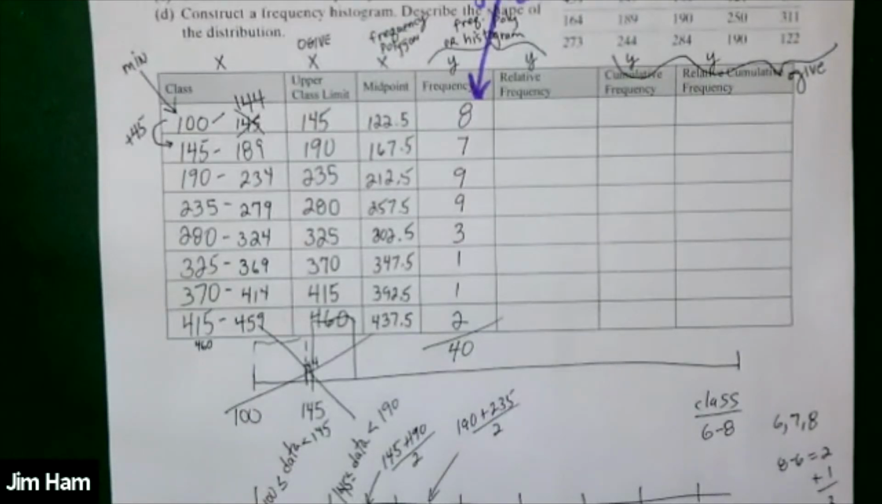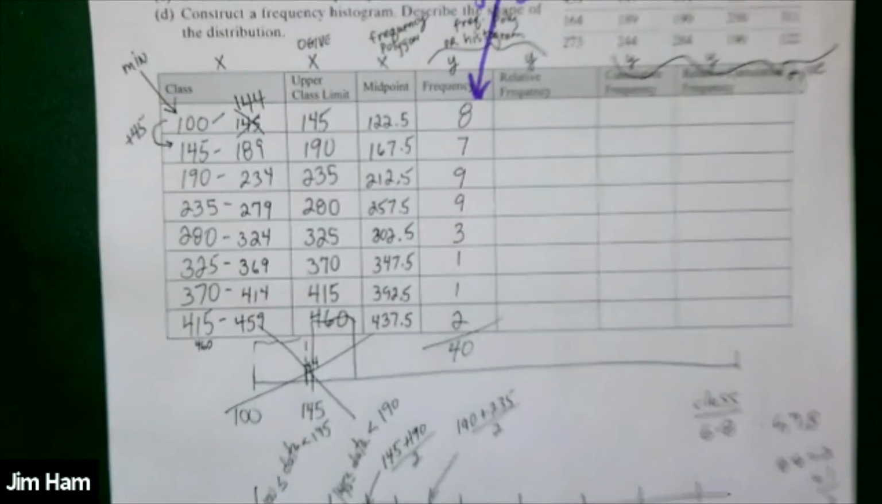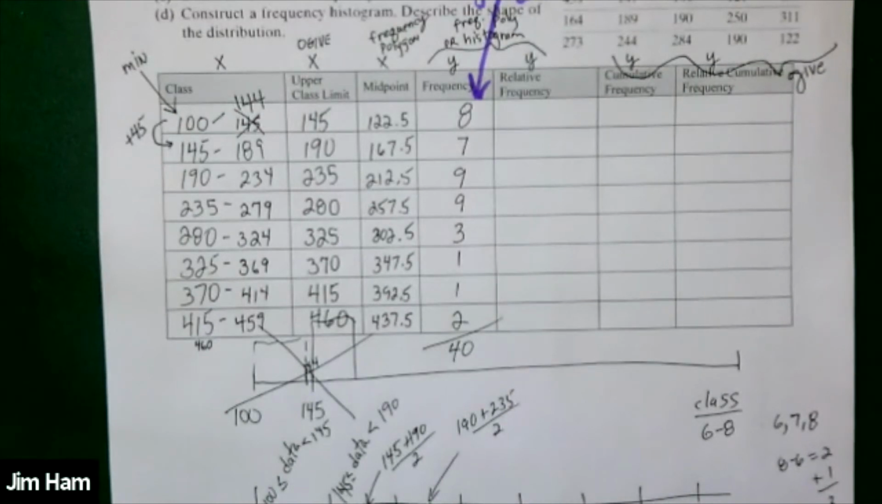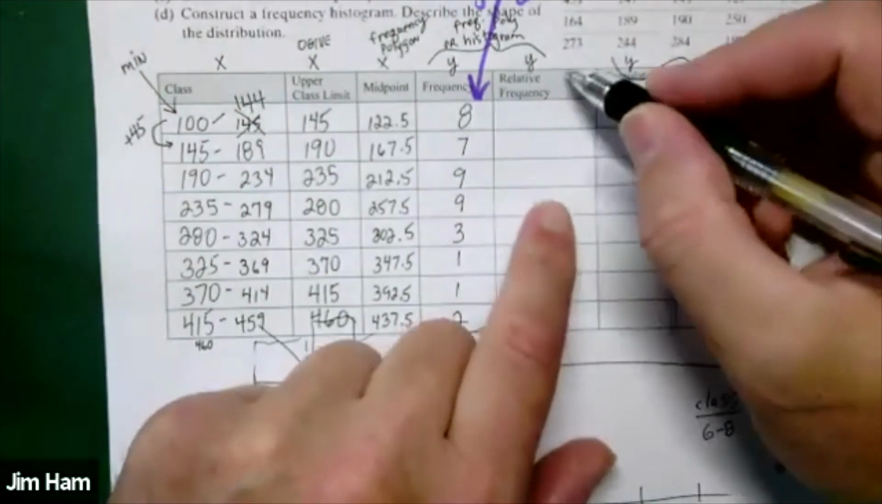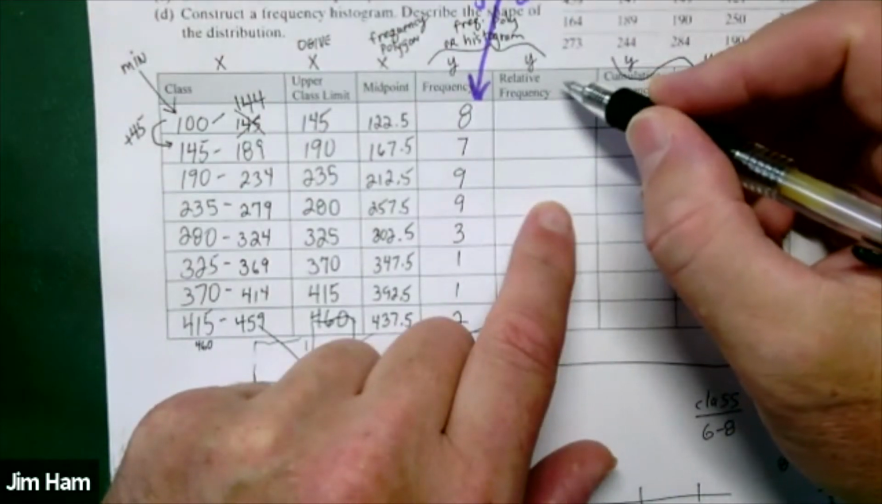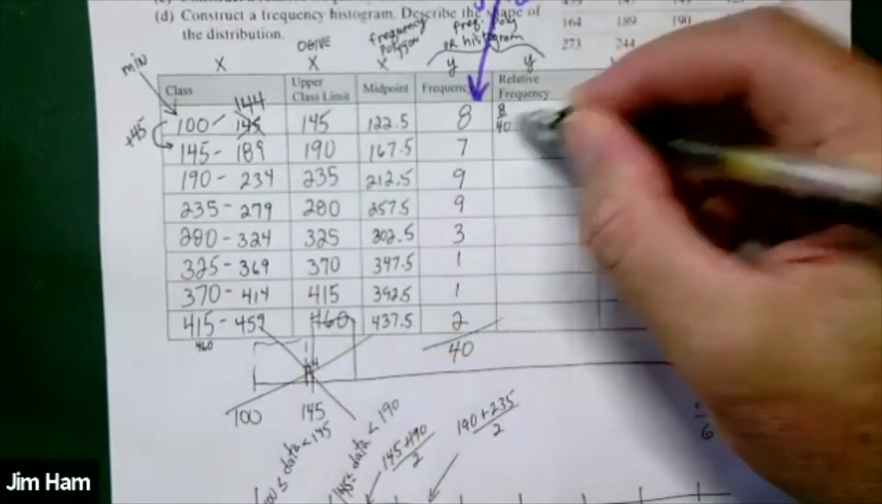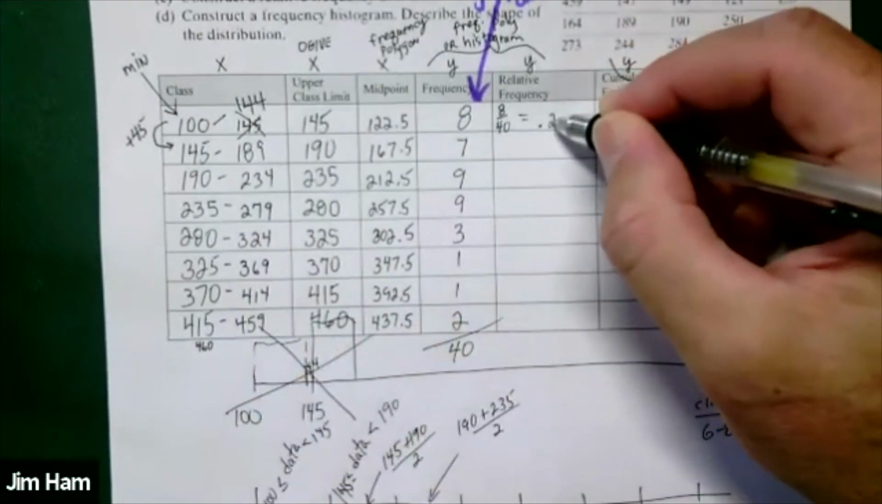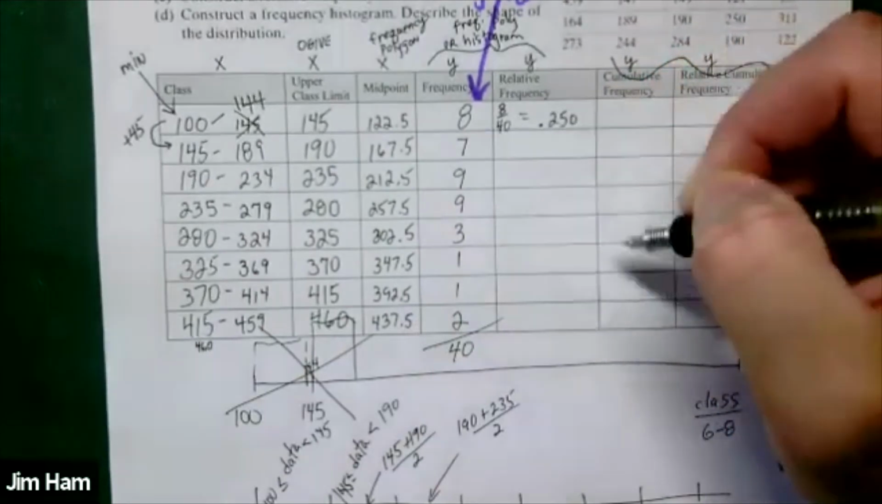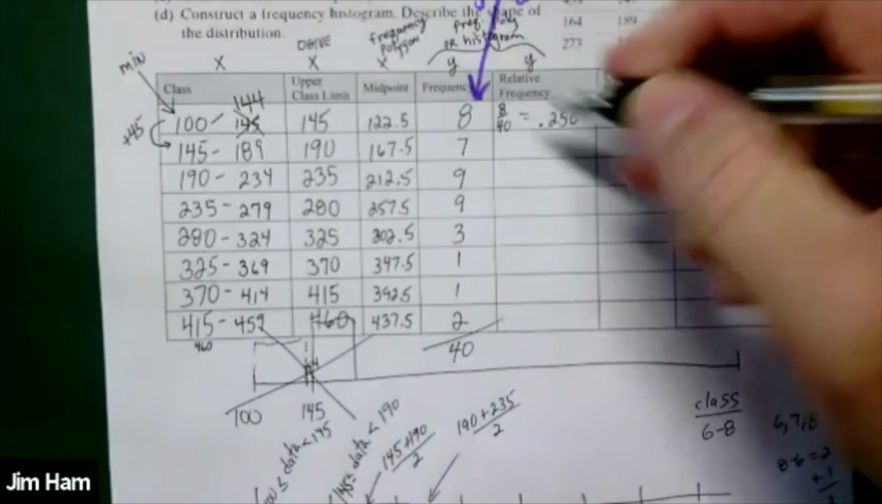All right, now these remaining columns, if you know what you're doing, they take about 10 seconds each, and they're all based on what you see currently. They're all based on the frequency. And so relative frequency, remember that these are like percentages. We take the frequency and divide by the total number, and then come up with a decimal. And I'll round each of these to 3 decimal places.